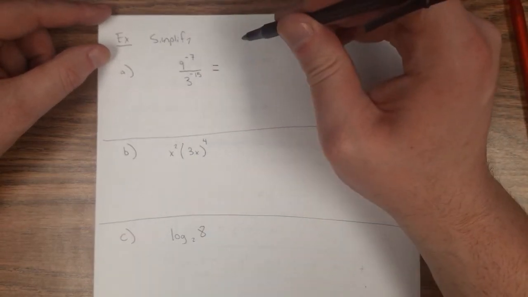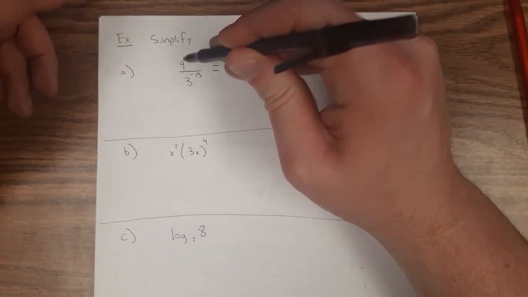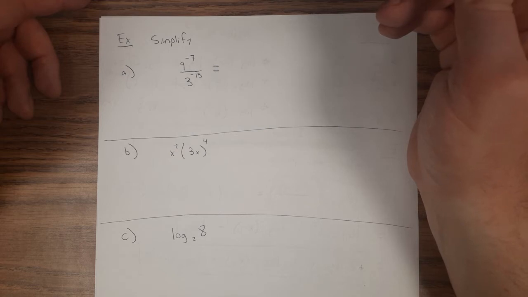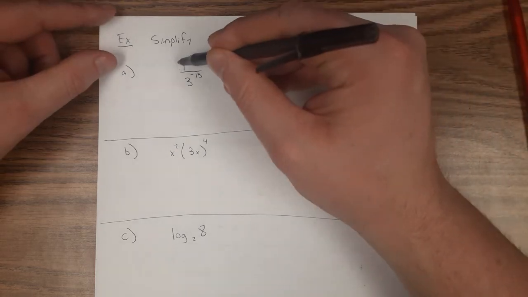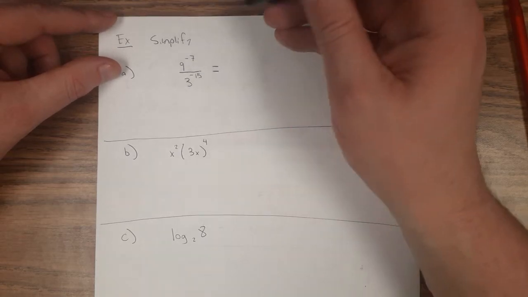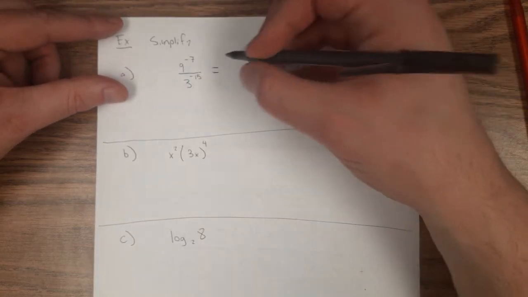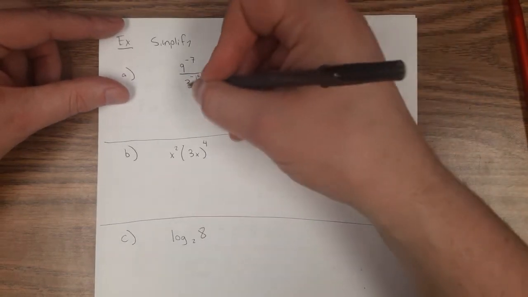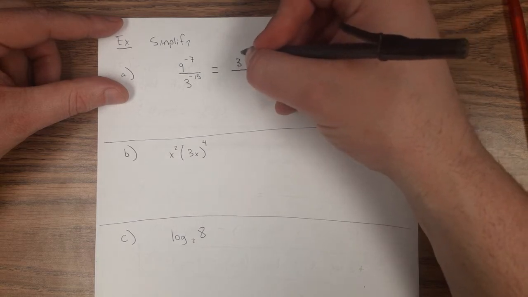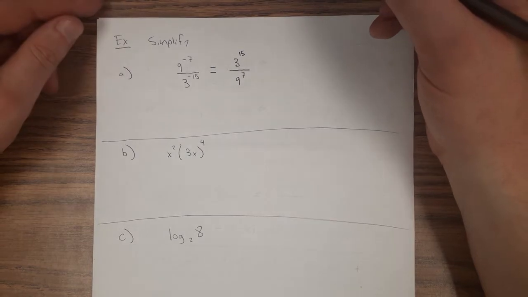One thing you can do is, so of course we know that a negative power is the reciprocal of its positive power. So if you have a negative power on the top, you can put that on the bottom with a positive power. And if you have a negative power on the bottom, you can put that on the top with a positive power. So these kind of just switch places. So 3 to the 15th over 9 to the 7th.